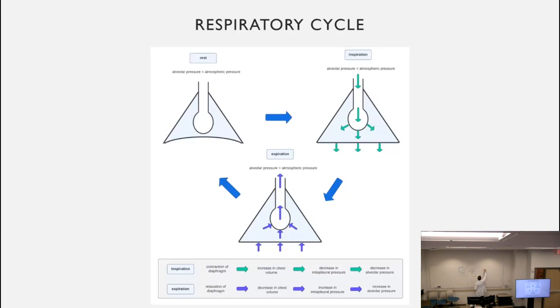That pressure, the difference between the intrapleural pressure and the alveolar pressure, is called the transpulmonary pressure. The greater the difference, the more expansion. Transpulmonary pressure, or TPP. An important concept for questions.